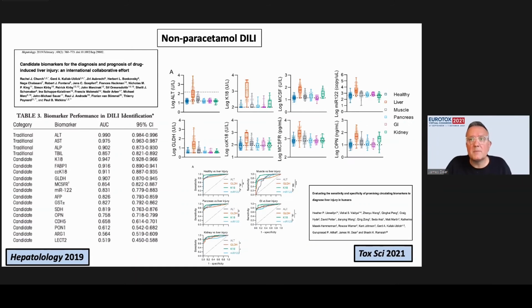In a study we recently published together with colleagues from Pfizer, we looked in this slide at the specificity of the markers. So here we're looking at different organ injuries. We're looking at healthy people, liver injury, muscle injury, pancreas injury, GI and kidney injury. If we focus on the second graph along, you've got keratin 18 showing high organ specificity. And if we look at the ROC curves at the bottom, we see that keratin 18 again comes out as the most organ specific. So within non-paracetamol DILI, it may be that keratin 18 is a lead above, say, miR-122 and others.